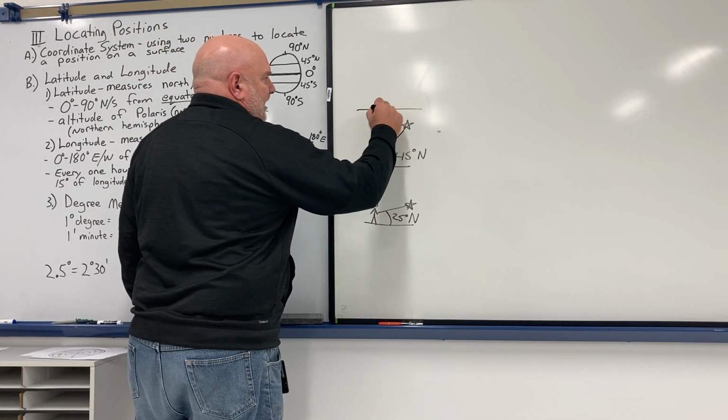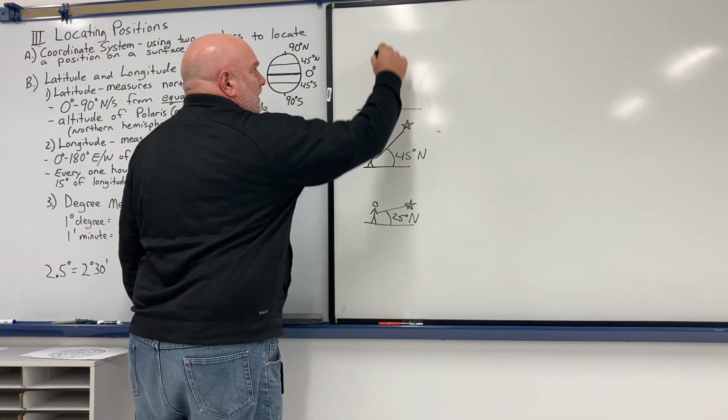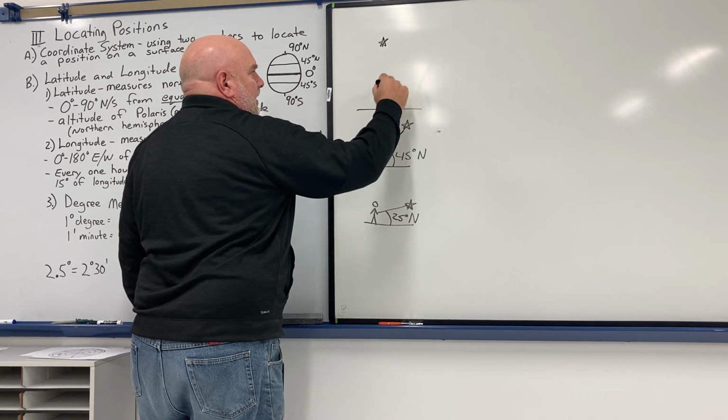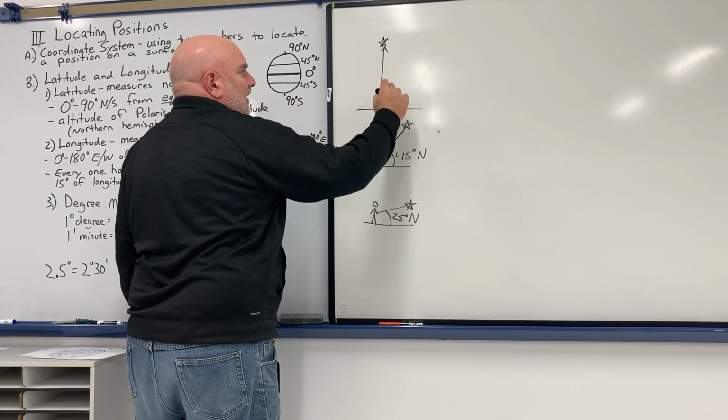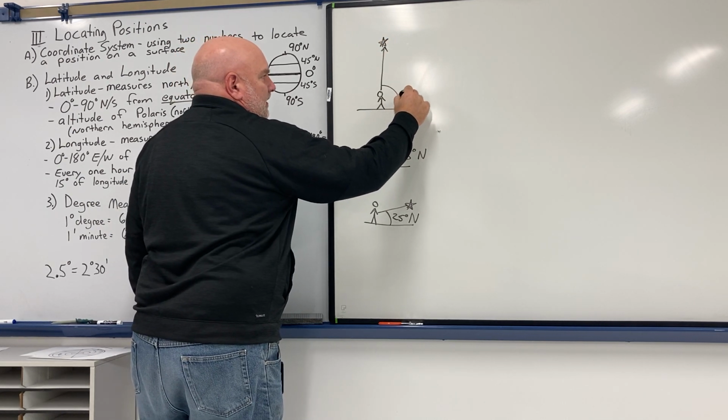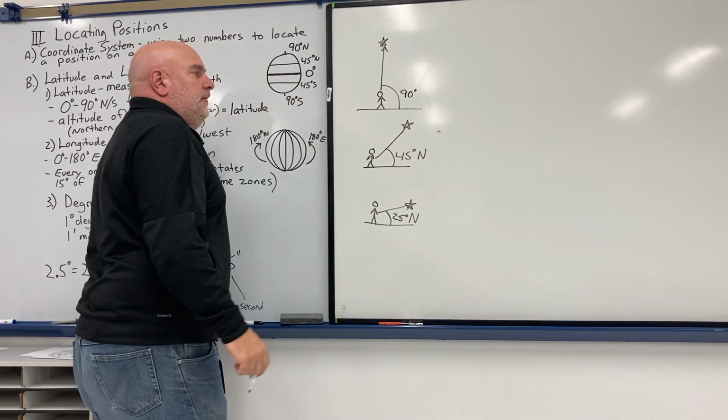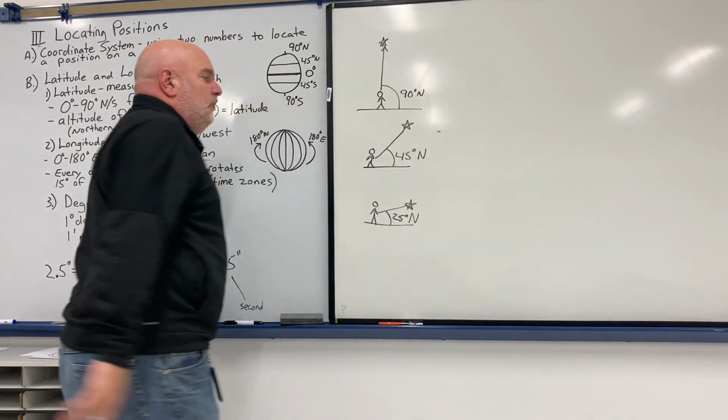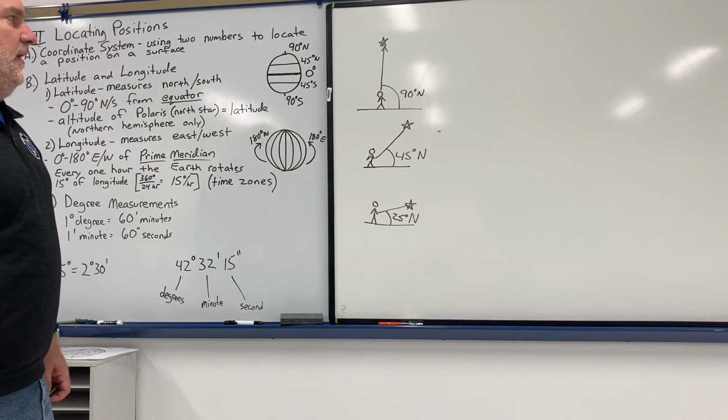If I was outside and I looked up and I saw Polaris directly above me, and that was a 90-degree angle, that means I'm at 90 degrees north latitude, which should be at the North Pole.